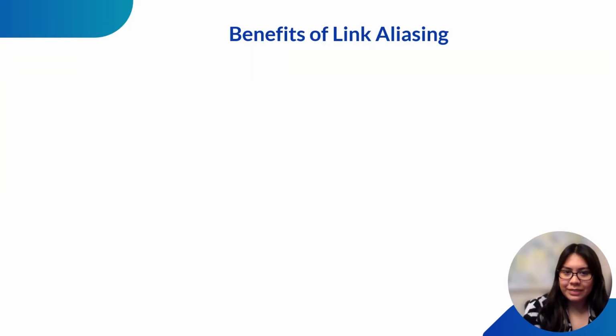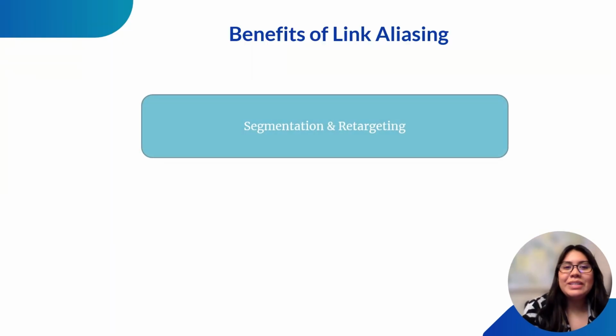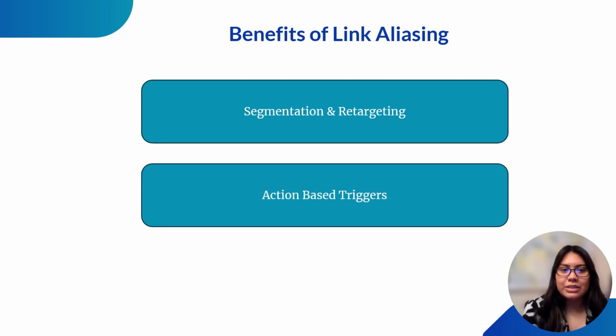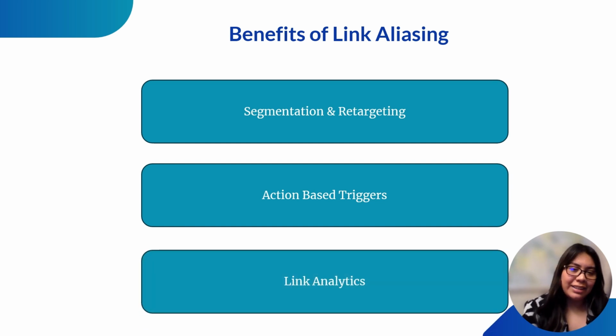Let's recap the benefits of link aliasing. By using link aliasing, you can use these marketing-friendly links for segmentation by using the filters in Braze to retarget your customers. You can also use these links to create action-based trigger campaigns to send triggering messages to customers when they click on a specific link. And lastly, with link analytics, you'll be able to identify the links clearly within your campaign analytics.